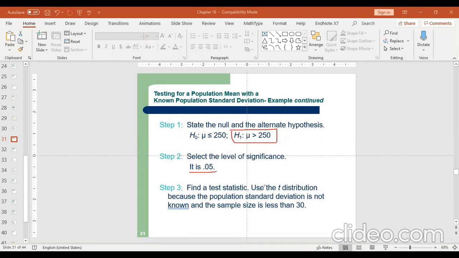Step 3, find a test statistic. Use the t distribution because the population standard deviation is not known. So why are we using the t distribution? Because the population standard deviation is unknown and the sample size is less than 30. If the population standard deviation is given, then at that stage we are going to use the z statistic.